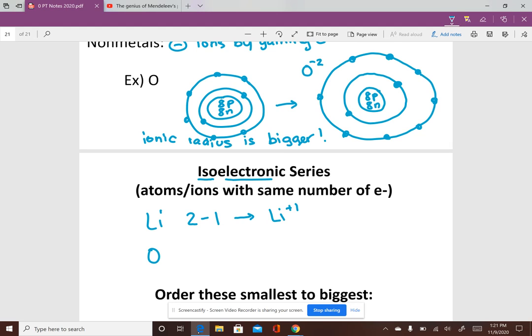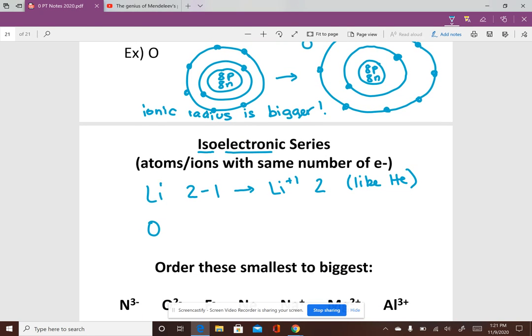If I'm losing 1 electron, my new configuration is just 2. What element on the periodic table has an electron configuration of 2? Helium. So the lithium ion is like helium. It's resembling the noble gas helium. Oxygen was 2,6. When I turned into an oxygen ion, what did my configuration change to? 2-8. If you look on the Regents periodic table, that's like neon.